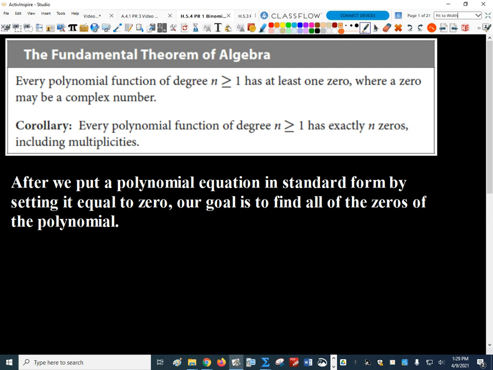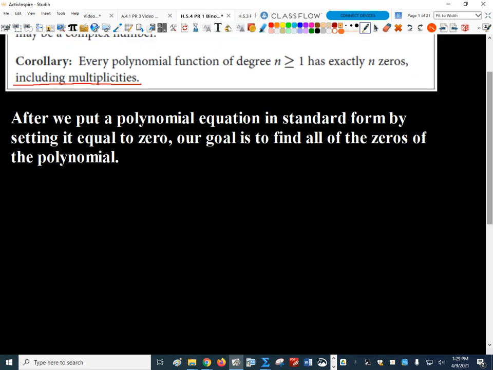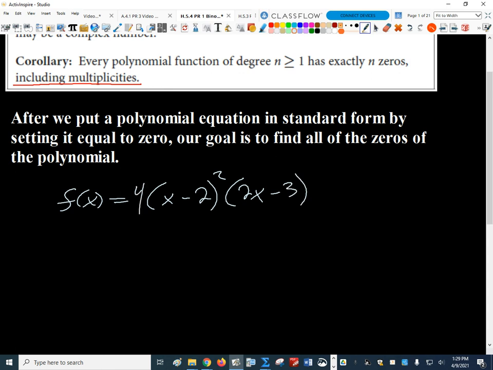Now, a really important part of that is this little fine print at the bottom, including multiplicities. So what does that mean? Let's look at an example. What if we have a polynomial in factored form? Say we have something like f of x in factored form equals (x minus 2) squared times (2x minus 3), how about times 4? Okay, so there's my polynomial in factored form.